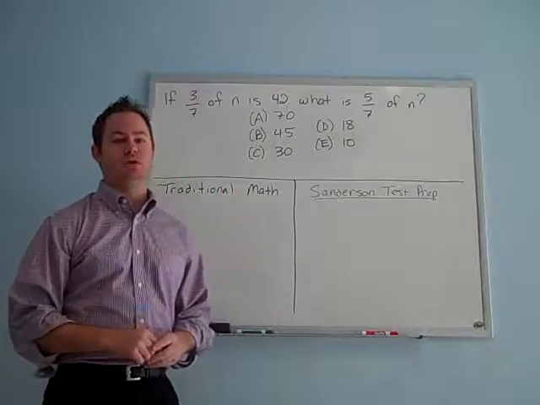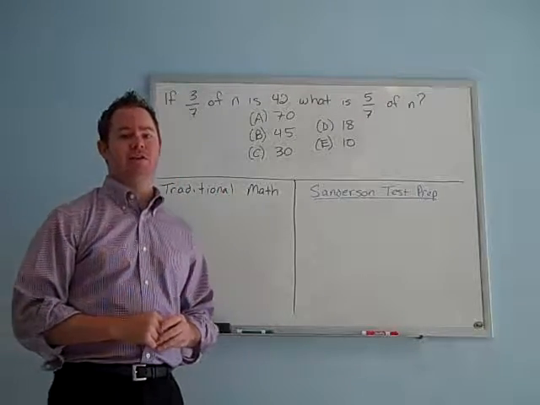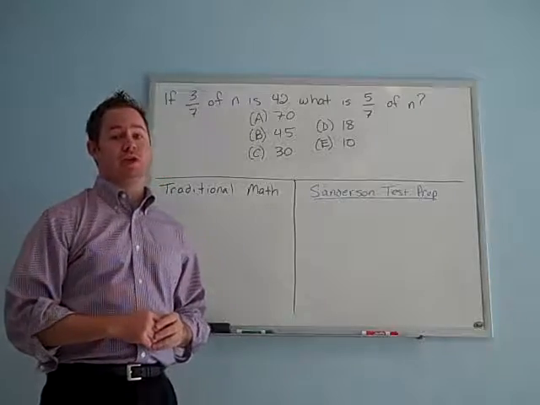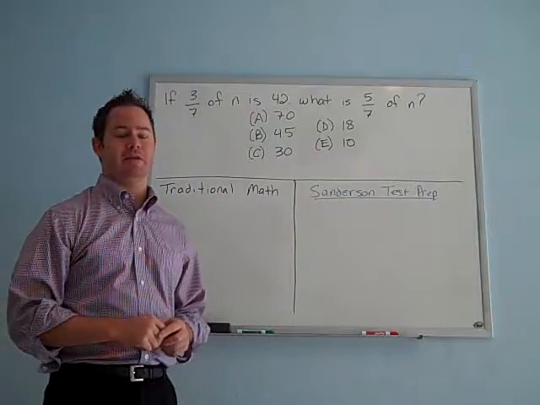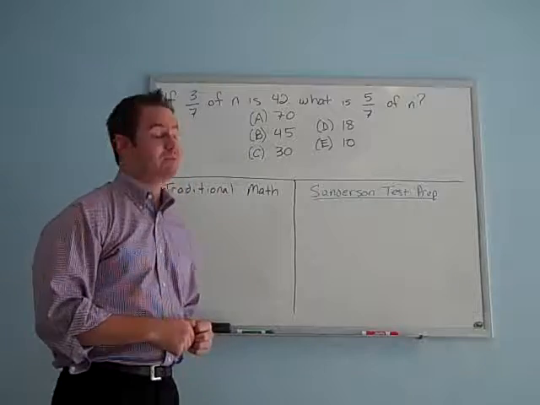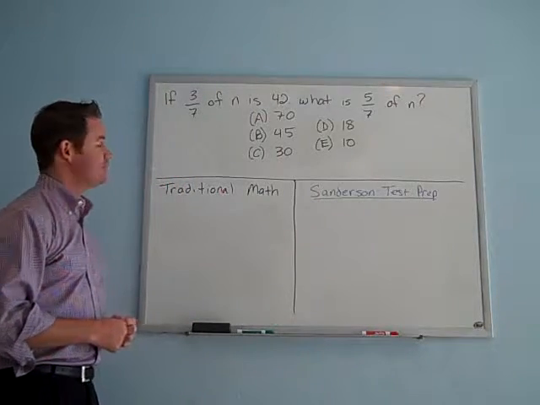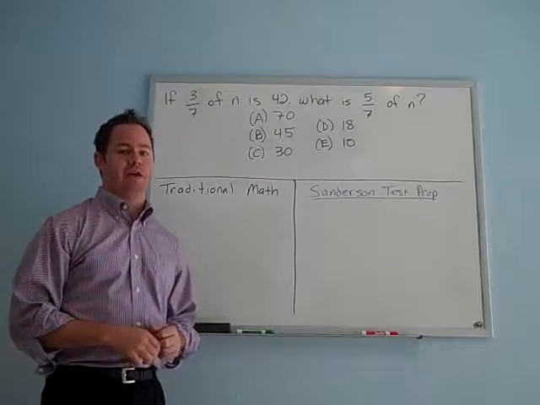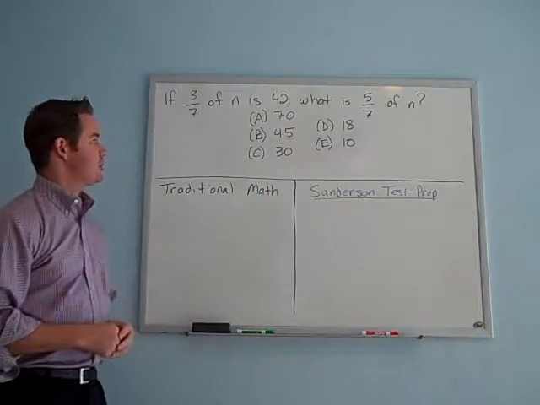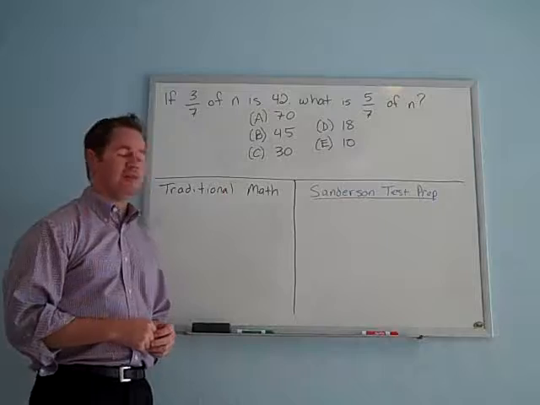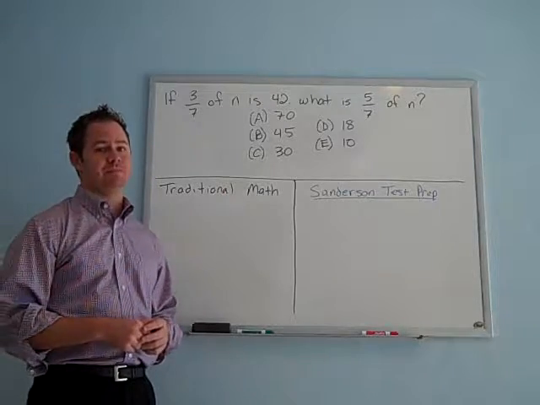Hi, welcome to Using Answer Choices to Your Advantage, one of the most important strategies that you can use on the SAT math. Let's take a look at a sample problem. If 3/7 of n is 42, what is 5/7 of n? And we see our answer choices: 70, 45, 30, 18, and 10.